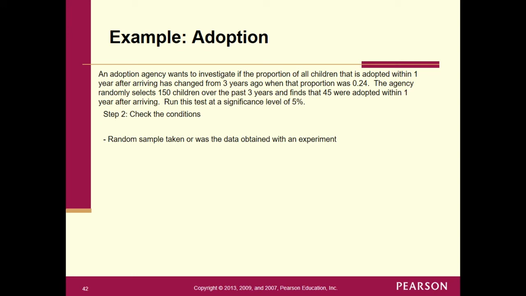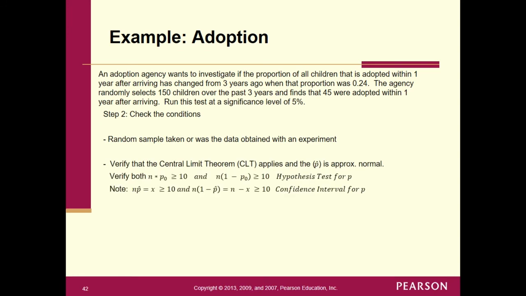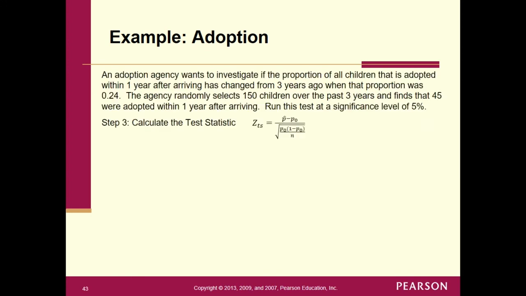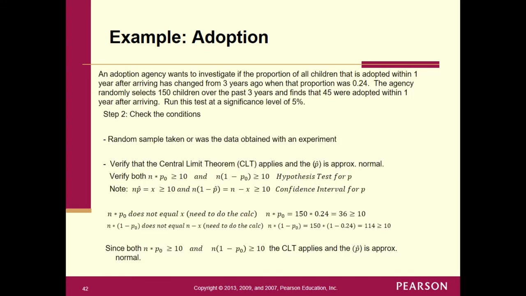Random sample, check. Verify the central limit theorem, just reminding of stuff. All right. N times p sub 0, that turned out to be 36. That's greater than or equal to 10. Check mark. Next one turns out to be 114. That calculation, that's greater than or equal to 10. Check mark. Since both are greater than or equal to 10, the CLT applies, and the sampling distribution of p hat is approximately normal. Okay.